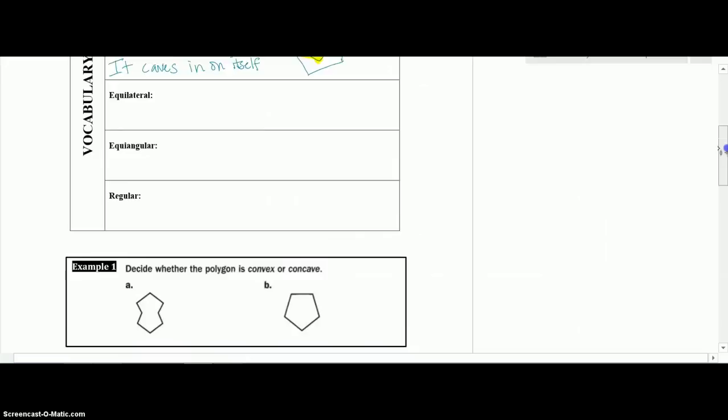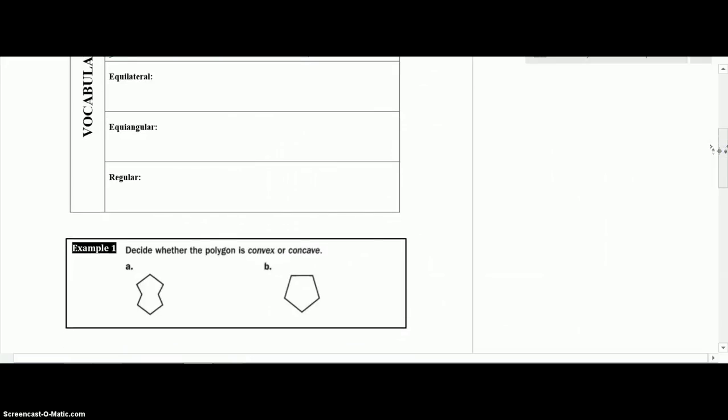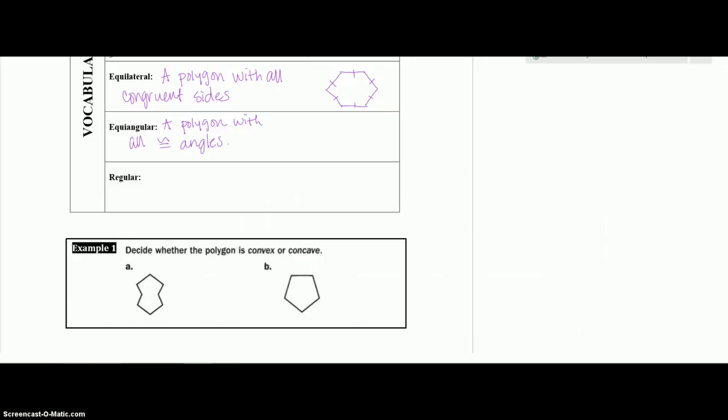Okay, we should all know what equilateral means. Equilateral just means a polygon with all congruent sides. We would mark those with tick marks. For instance, if I draw a hexagon with all congruent sides, I would mark them with ticks. Equiangular, we know, is a polygon with all congruent angles. So again, if we draw a polygon, I'm going to draw a pentagon this time. All the angles would be equal, so we would mark those with arcs.